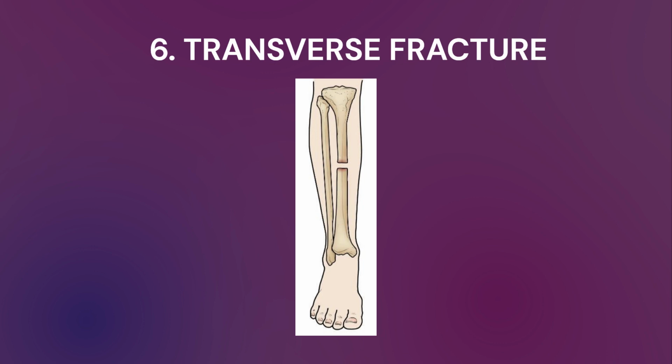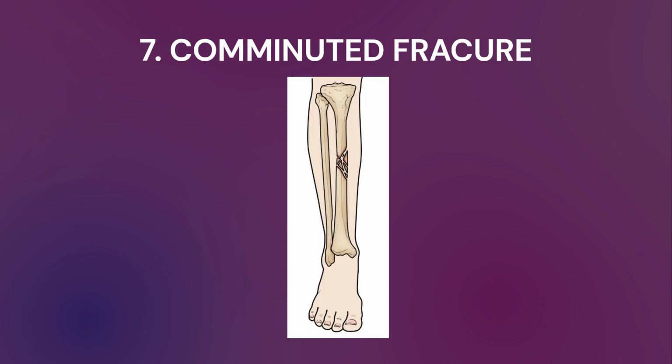Transverse fracture: the break occurs straight across the bone shaft. Comminuted fracture: the breaking of a bone into more than 3 fragments denotes this type of fracture.